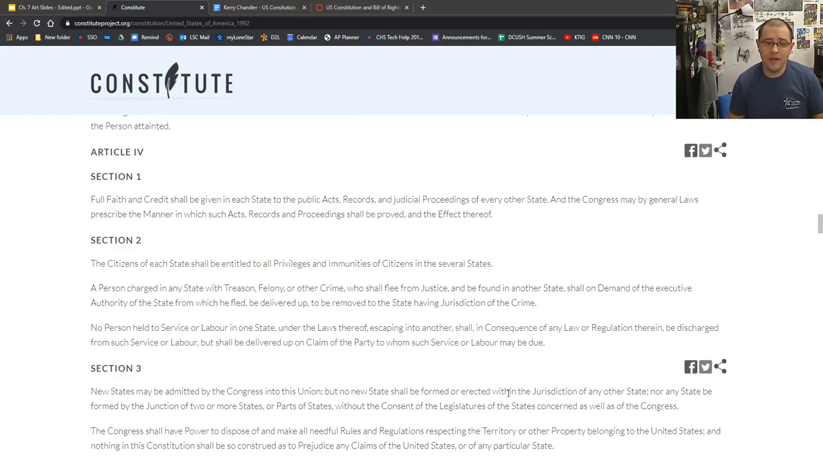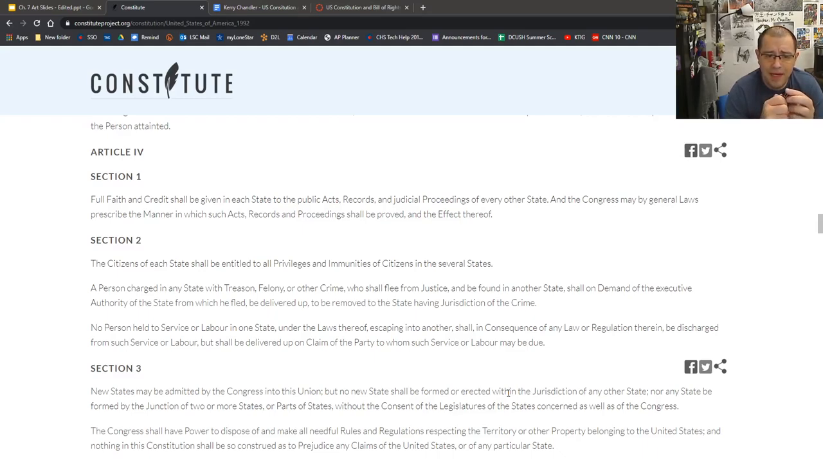Now, what are some things in here of note? We have the Full Faith and Credit Clause, which is essentially that states have to give credence to what other states do. They can't, for instance, like Shays' Rebellion, right? Where you have a felon who committed straight up terrorism, was able to escape to Vermont and not be held accountable. They can't do that, right? They have to abide by that stuff.